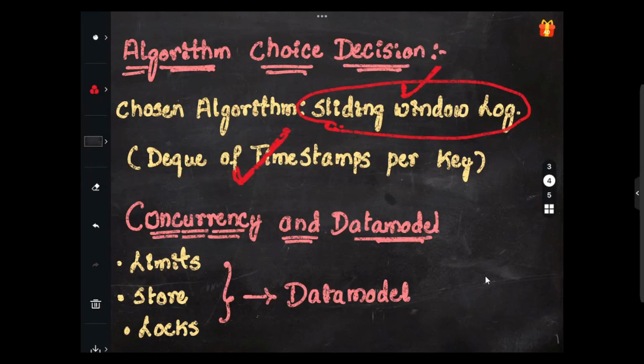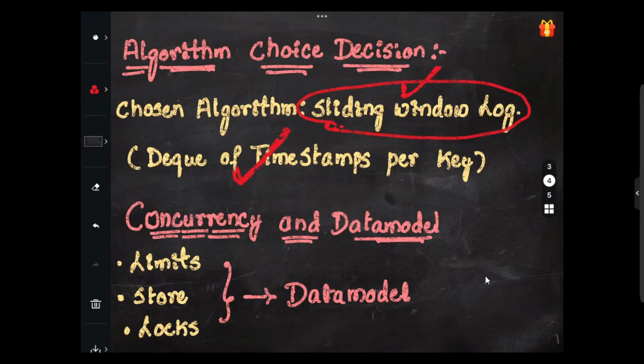So what are the alternatives to sliding window log, where we go with a deque of timestamps per key? We can just go with a fixed window. When I say fixed window, we can count per window bucket. This is very cheap, but it suffers from boundary bursts, right?